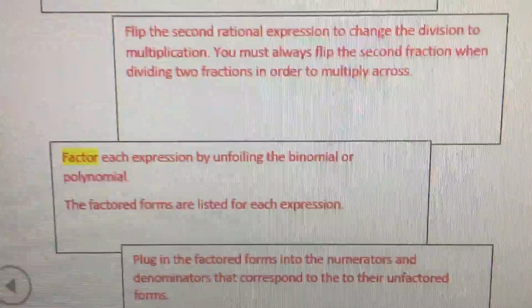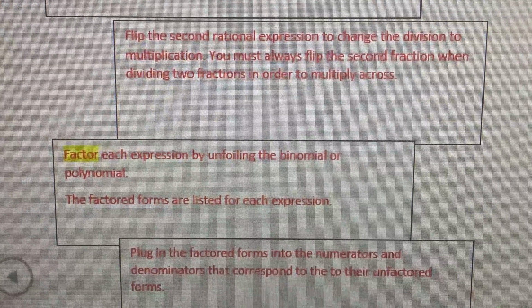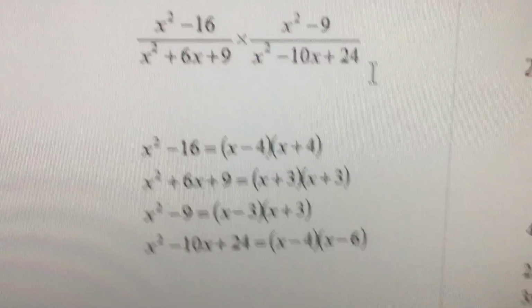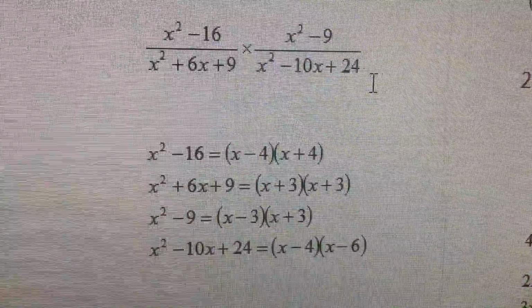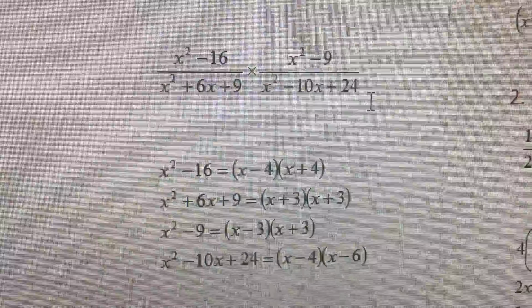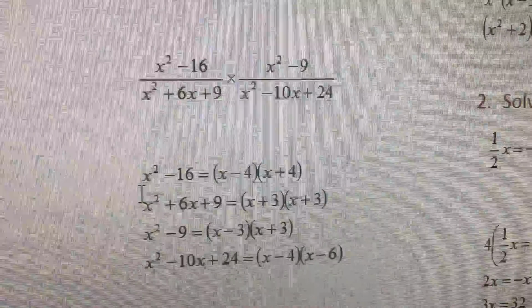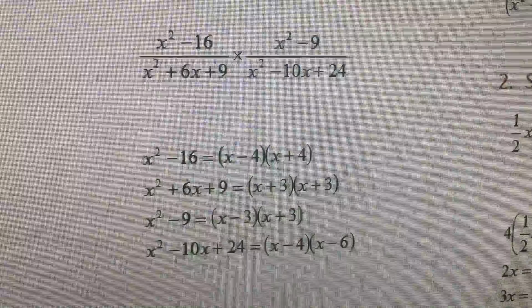Okay, next. We're going to factor each expression by unfoiling the binomial or polynomial, and I wrote the factored forms over here. You can do it through unfoiling, or you can do the box and diamond method, whichever you prefer. I just unfoiled. So x squared minus 16, I know that one's a difference of squares. That one's easy. So x minus 4 times x plus 4.